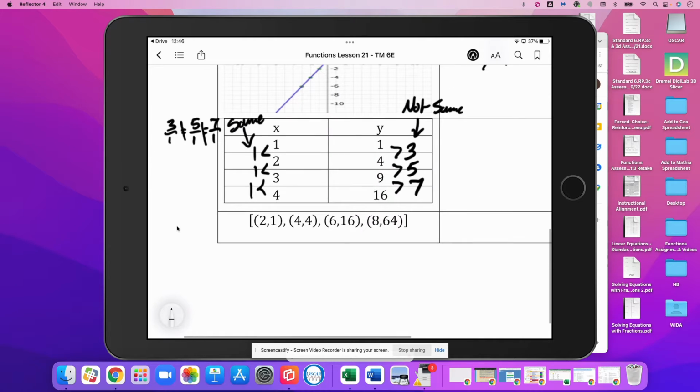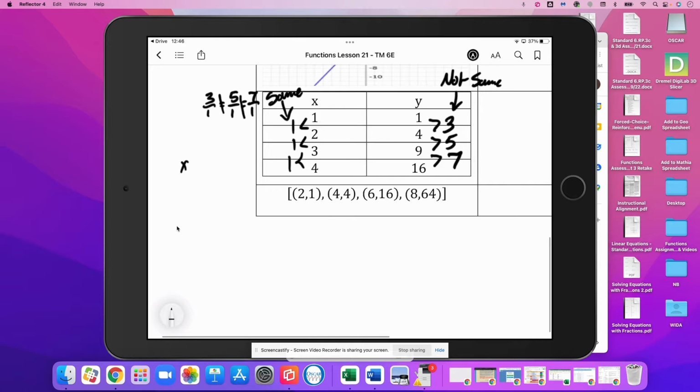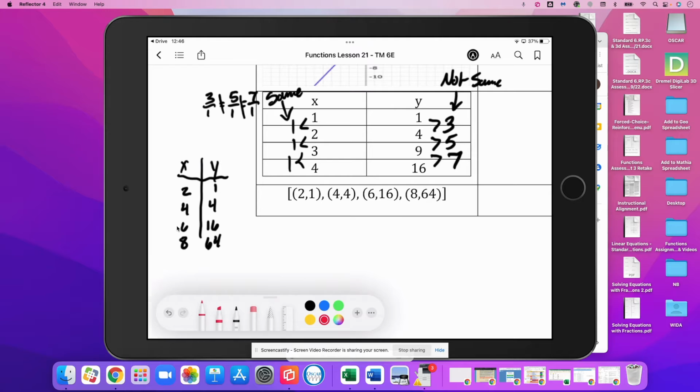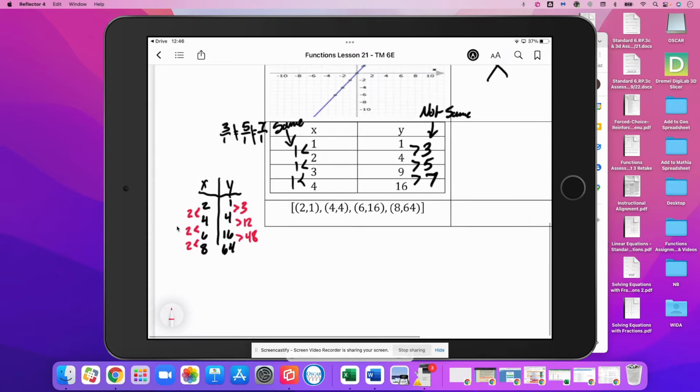Alrighty, we're going to do the same thing with the set. We're going to make a quick table. 2, 4, 6, 8. For my x values, 1, 4, 16, 64. So we can see on the left, we are increasing by the same rate. We are increasing by 2s. But on the right, we are increasing by 3, then by 12, then by, I don't know what that is, 48. So the ones on the right are obviously not the same. The ones on the left are the same.